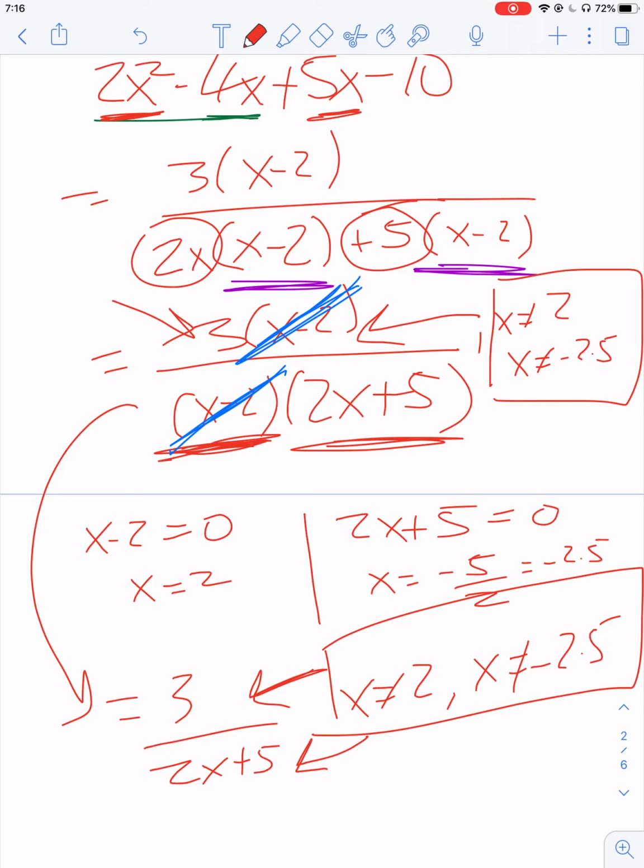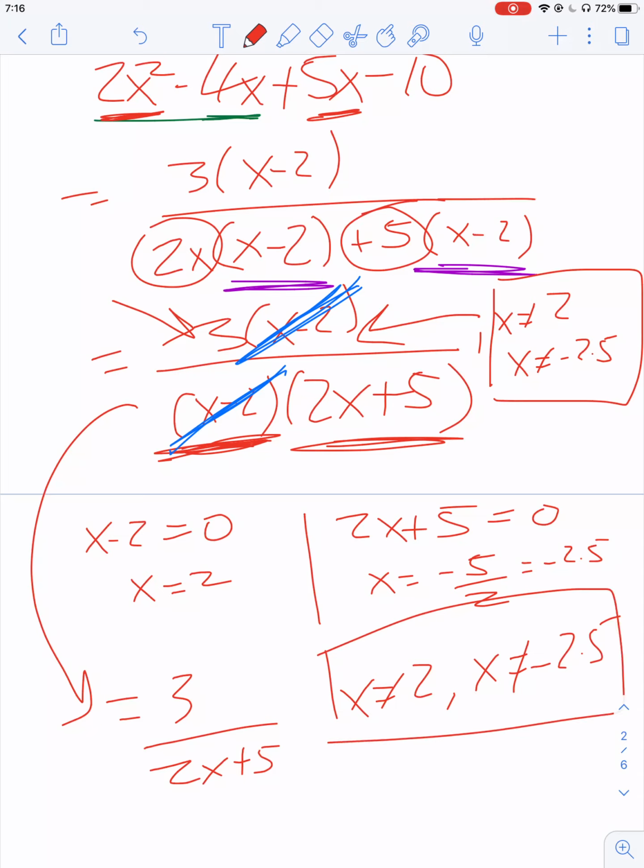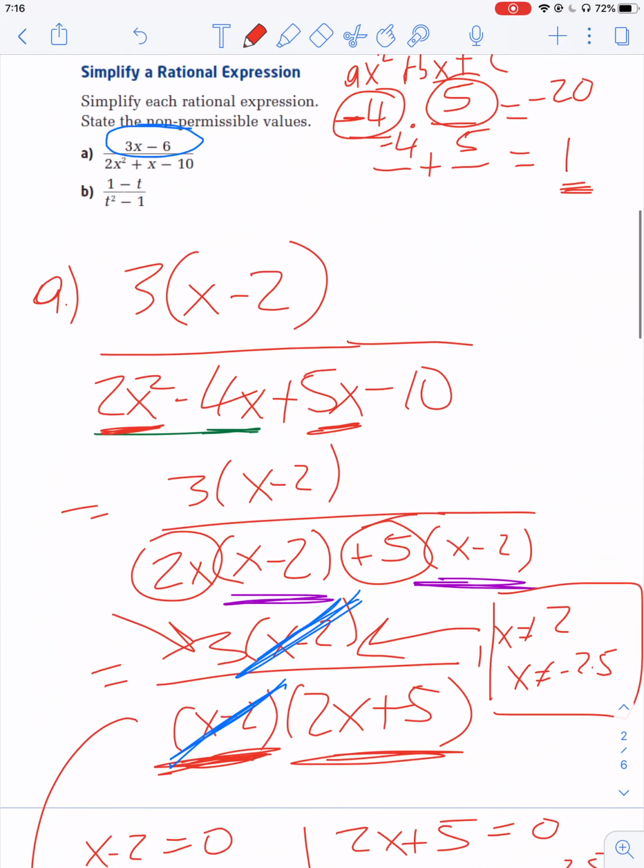Let's just not go into the details, okay? What I really want you to understand is that the restrictions will still be the same, even though x equals 2 is not a problem for this denominator. I want you to keep the restrictions the same, okay? So let's do one more question.